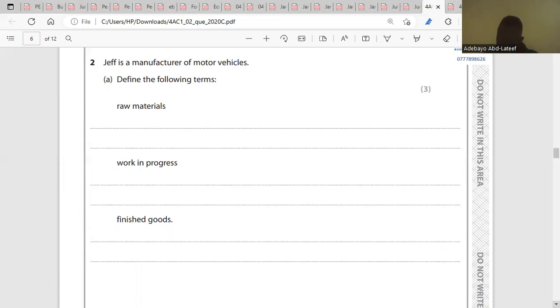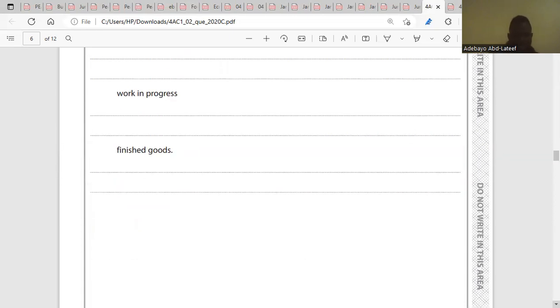Okay, then finished goods. These are goods that are fully completed and ready to be sold. Finished goods are what? Goods that are fully completed and ready to be sold. Any questions about that? No. Okay, great.